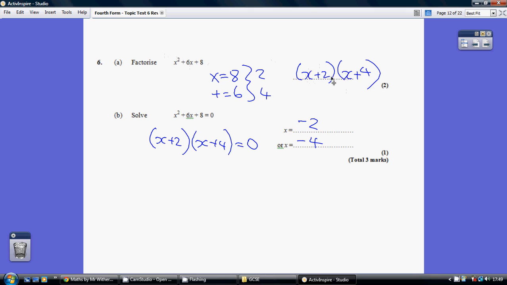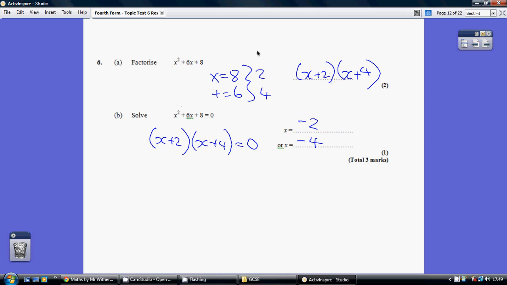How do we work out these magic numbers? Well, we have to do this. We consider the two numbers which multiply together give you this number on the end, the 8, but at the same time add to give you the number in front of the x, the 6. So what two numbers multiply together give you 8 but add to make 6? Well, that's 2 and 4. So this factorises x plus 2, x plus 4.